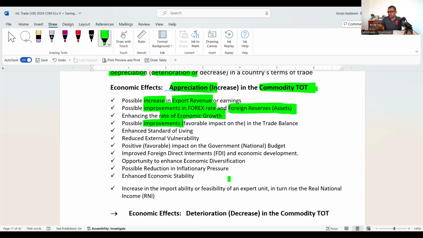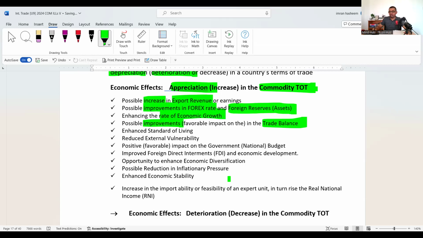Improvements on the trade balance. Why? Trade balance is a value judgment. It talks about export value, import value. But if export price increases, export value could increase. If import price decreases, import value could decrease. An increase in export value and a possible decrease in import value will be a favorable thing on the trade balance. Favorable on the trade balance.